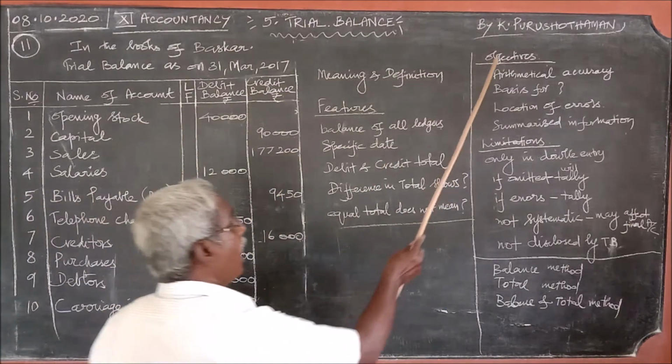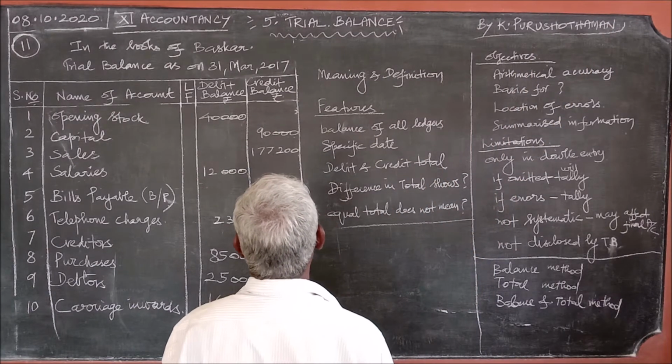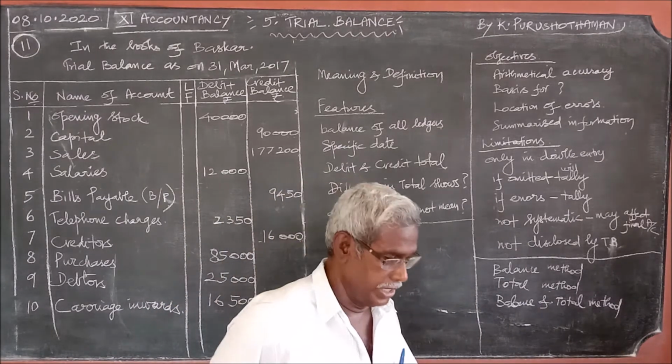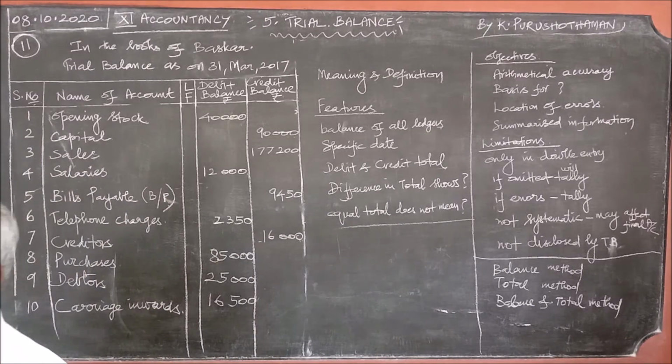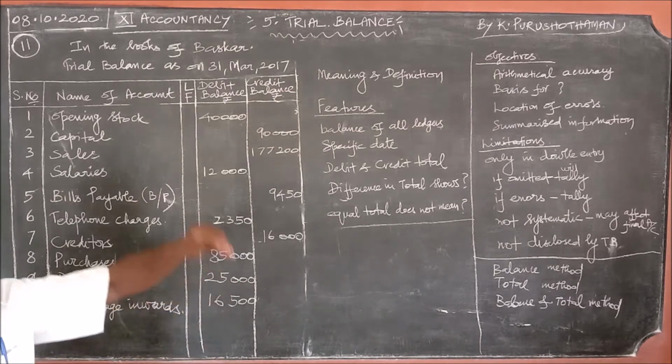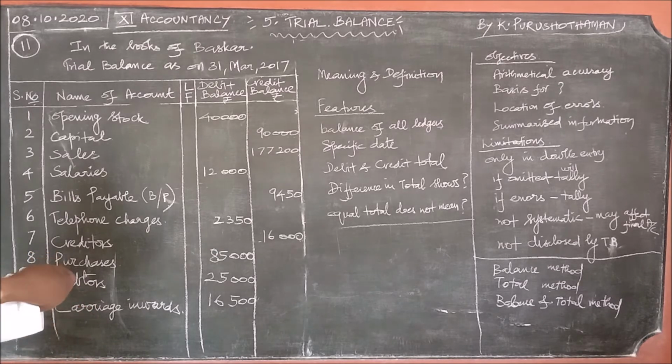That is what they say, arithmetically accurate. Then what is the basis for preparing this trial balance? Journal, ledger, trial balance, then trading account, profit and loss account, balance sheet. This is the cycle. First we prepare the journal, that is passing journal entries. Then we make the postings in the ledger. From the balances of the ledger we prepare the trial balance. Afterwards, from the trial balance we prepare the trading account, profit and loss account and balance sheet.